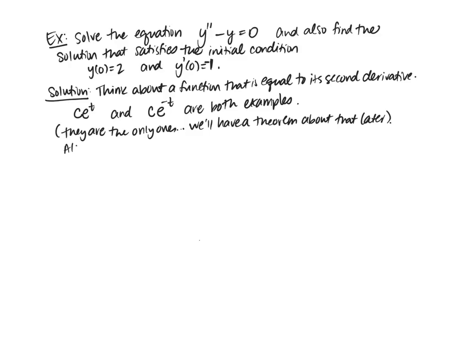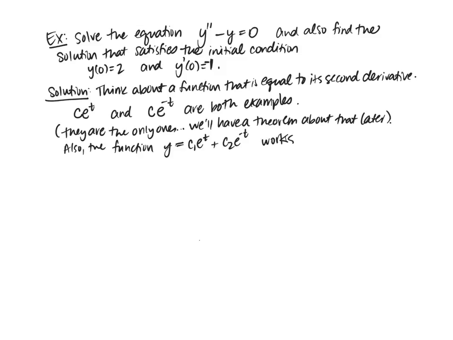Also, any linear combination of these two, the function y equals c1 e to the t plus c2 e to the negative t, also has this property, because if I take its first derivative, I'll get c1 e to the t minus c2 e to the negative t, and if I take the derivative again, I'll get the same thing.